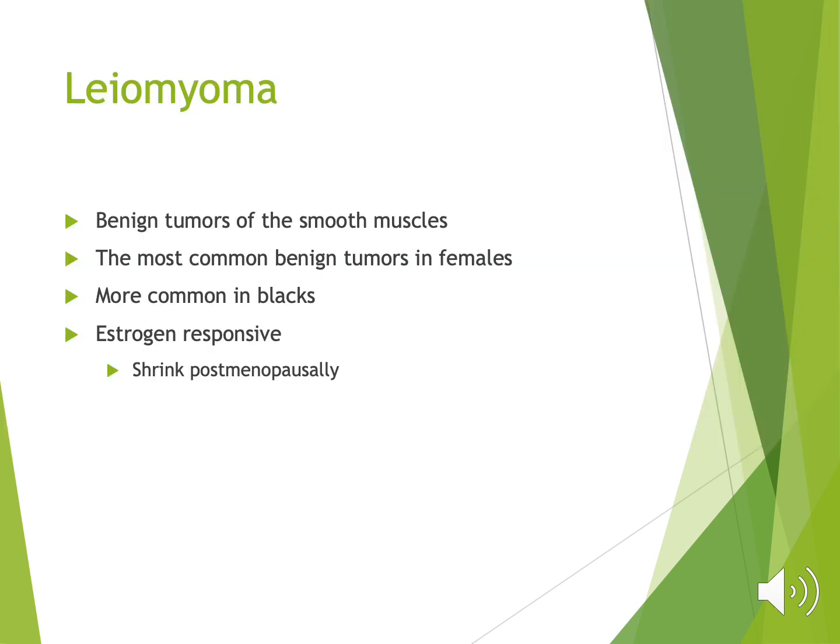Leiomyoma is a benign tumor of smooth muscles. It is the most common benign tumor in females. It's more common in people of African descent. It responds to estrogen. That's why the pain and the bleeding associated with them change during the menstrual cycle, and that's why they shrink postmenopausally due to the severe decrease in the estrogen concentration in the blood.